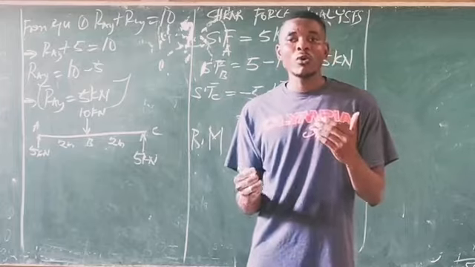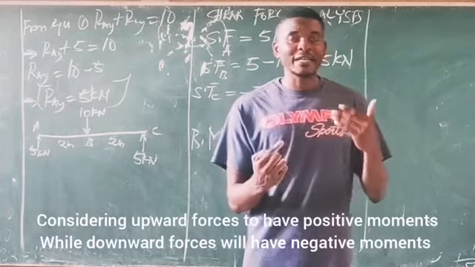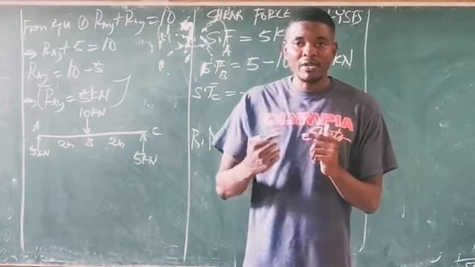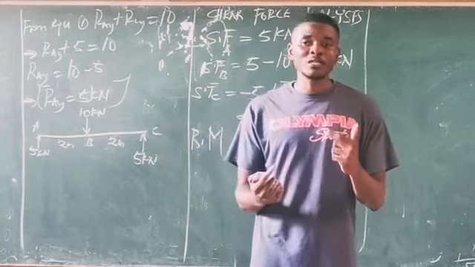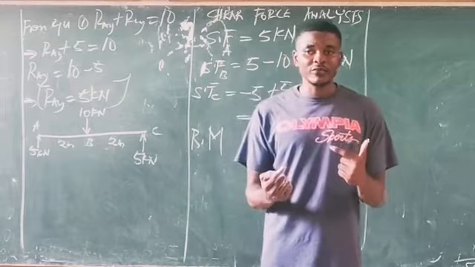And in this case now, we will consider upward forces to have positive moment and downward forces to have negative moment. Please take note of that, because we are moving from the beginning to the end of the beam. So there's no point in doing clockwise or anti-clockwise. Just know that upward force will have a positive moment and downward force will have a negative moment.